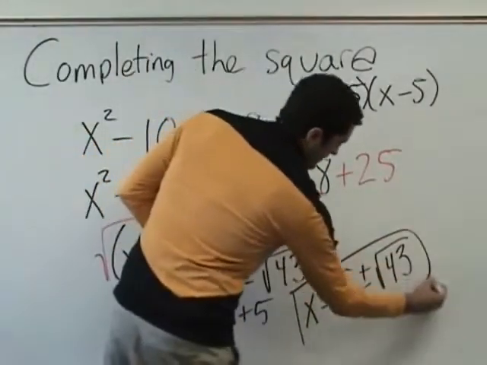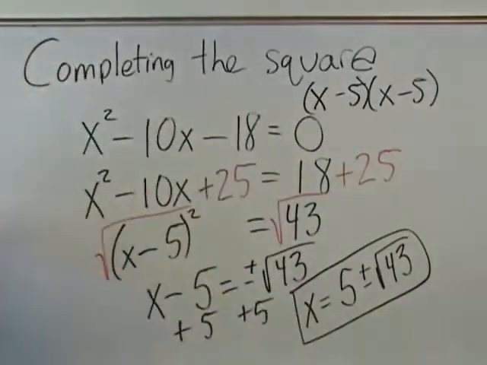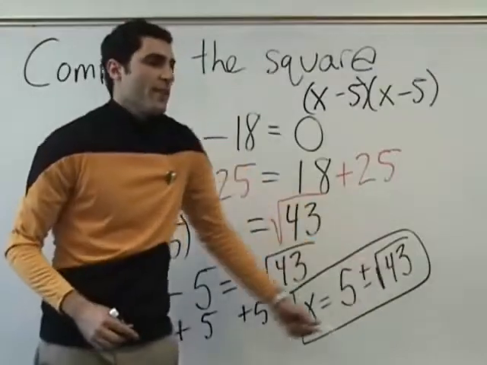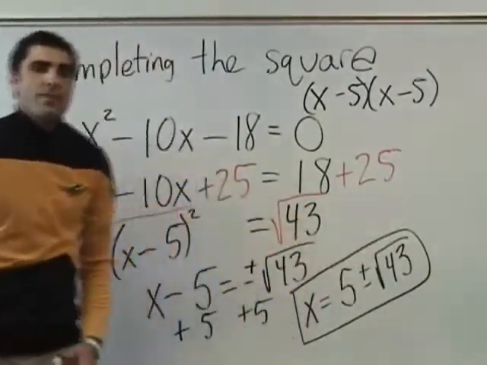Is there any easier way to do that? No, that's the only answer there is. Two answers there, two numbers: 5 plus the square root of 43, 5 minus the square root of 43.